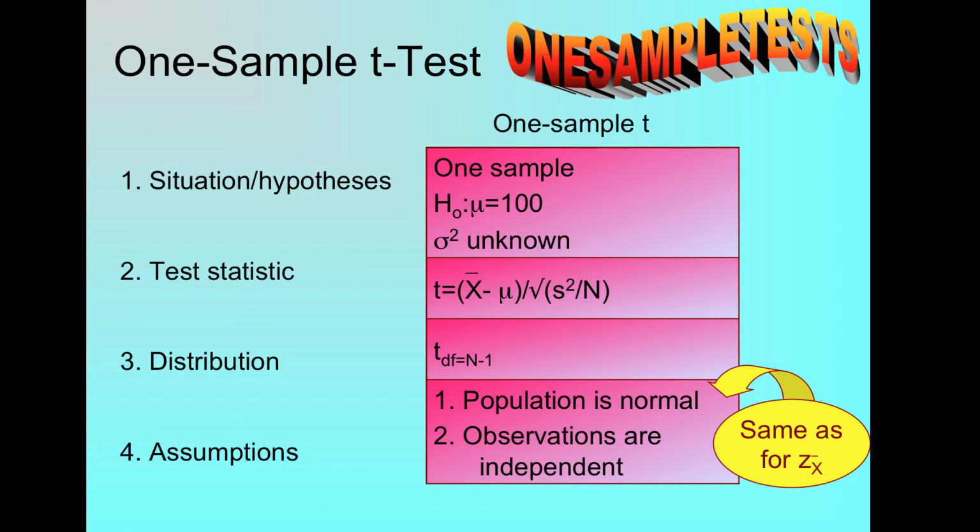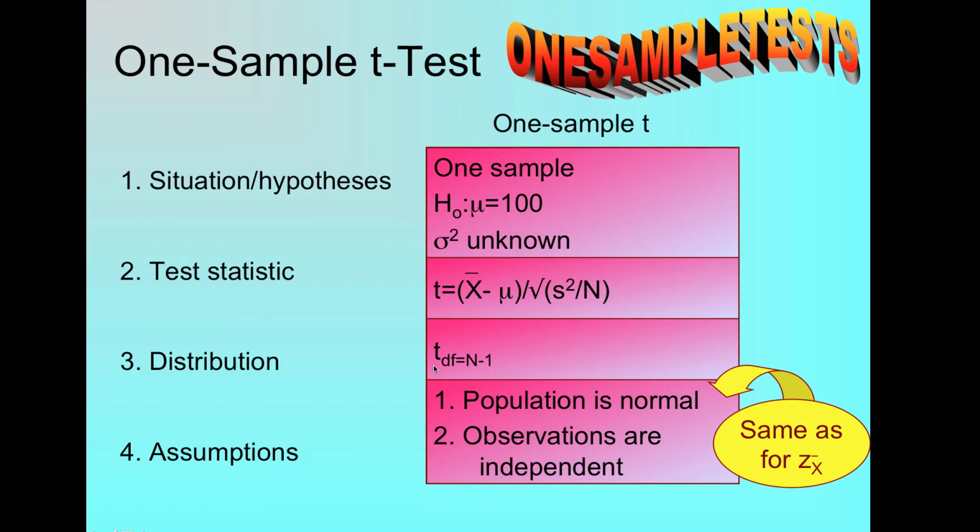If you know what it is, then you can use Z, but if you don't know what it is, you've got to use a T. Okay. So here's the test statistic. It's a little different than the Z. You take x bar minus mu, you divide by the square root of s squared divided by n rather than sigma squared over n, because you don't know what sigma squared is. You have to use your sample and statistics based on your sample, such as s squared.